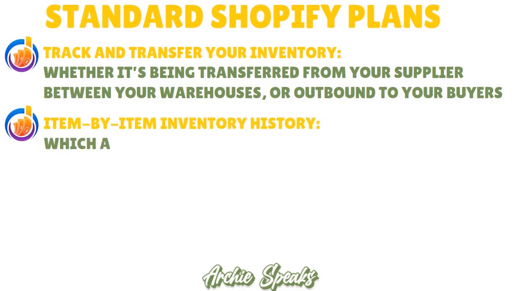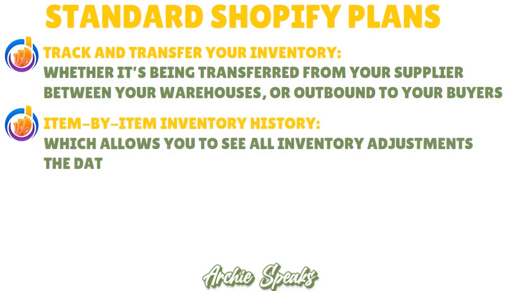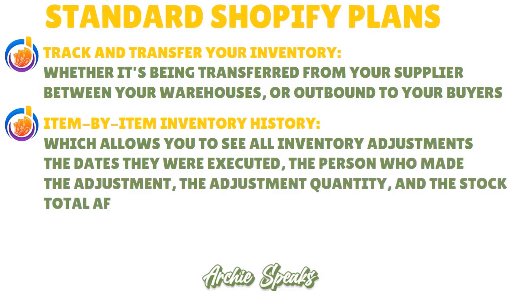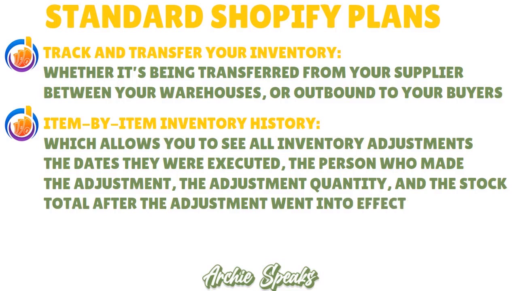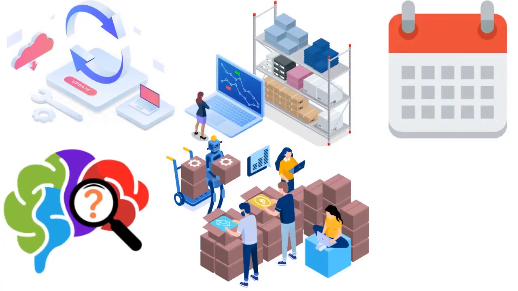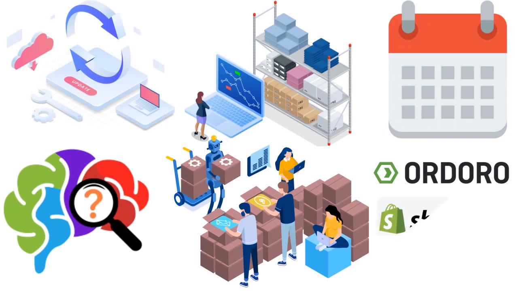So that's one thing. Second, you get an item by item inventory history, which basically allows you to see all inventory adjustments, the dates that they were executed, the person who made the adjustment, the quantity, and the stock total after the adjustment went into effect. Okay, that's not bad so far. Unfortunately, this history covers only the past 90 days, much shorter than similar features from other providers. We've seen a lot of providers, like inFlow Inventory for example, that give you 6 months, and there are other players like Ordoro that go all the way to 1 year, and Shopify is stopping at only 3 months. Can you imagine that? No way, Jose.